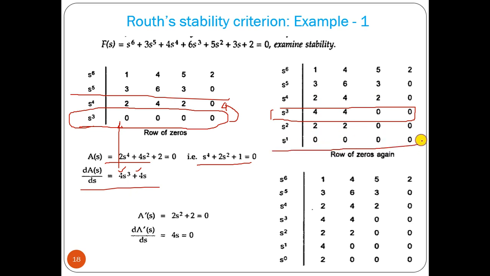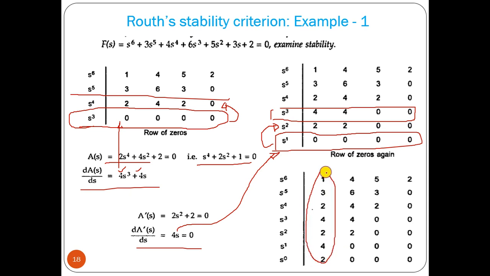So once again we have an entire row equal to 0. So again we have to form another auxiliary equation, that is A'(s) = 2s^2 + 2. From that we find dA'/ds = 4s. That 4 we have to put here in the s^1 row. Then if we solve, we can see in the first column there is no sign change.